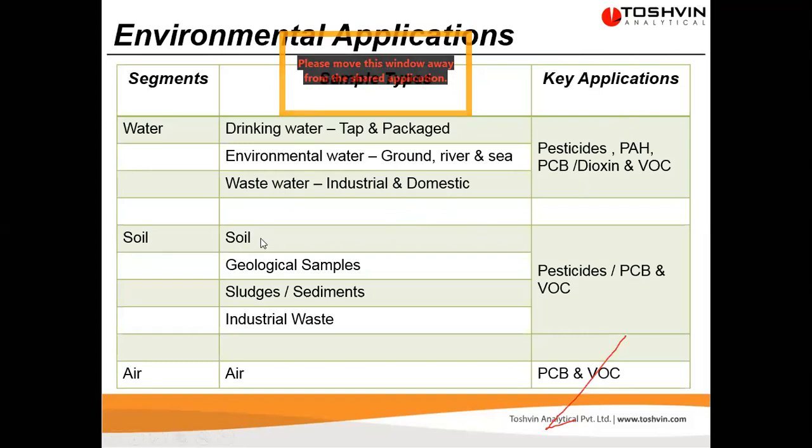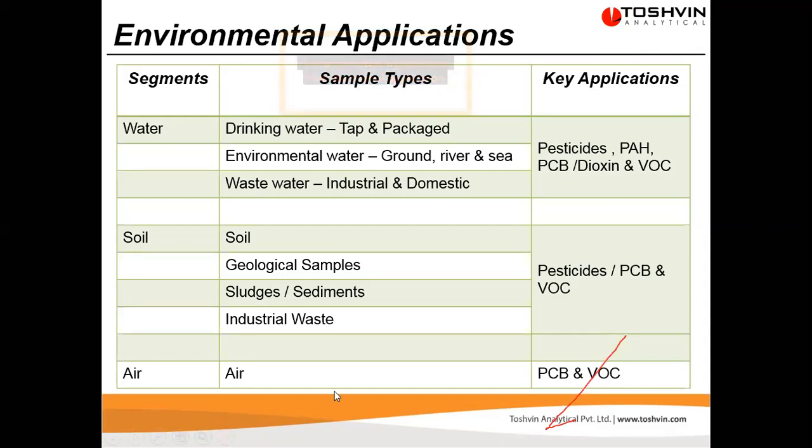Similarly, the same case for soil. In soil, there are different types of soil, geology samples, sludge, sediments, and industrial waste. Again, in this case also, we can do pesticide, PCB, VOC. One more thing I would like to add is that for soil, there is a difficulty in dissolving it in any solvent. So in this case, your headspace will be very useful, as you can directly take some amount of soil in the headspace vial and check whatever volatiles are present in that.